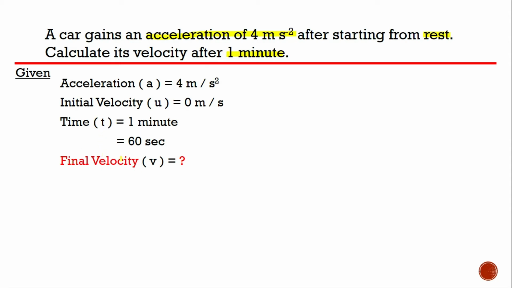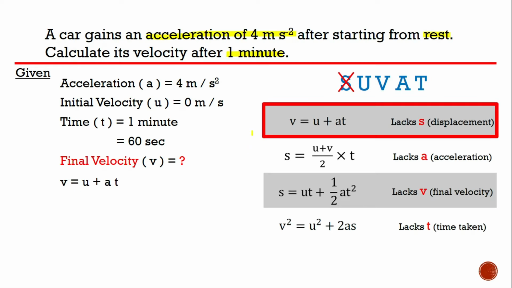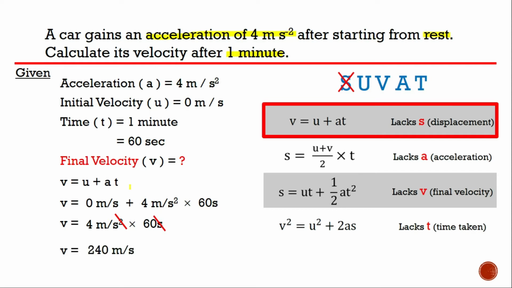Now, out of the 5 variables of SWAT, we don't have s or the displacement here. So we'll be using the first equation, which is v equals u plus at. Placing these values in the respective places, we have v equals 0 m/s plus 4 m/s² multiplied by 60 seconds. Now we can cancel the units, and if we multiply both of these, we will get the final velocity to be 240 meters per second.